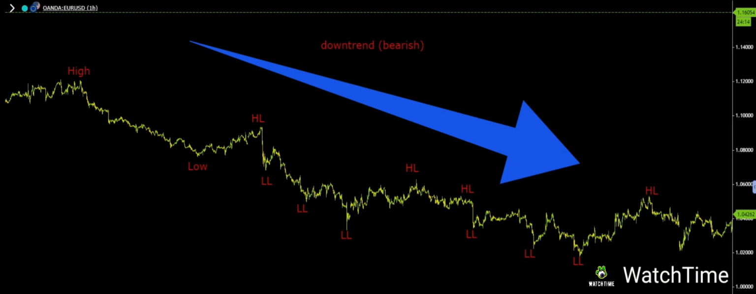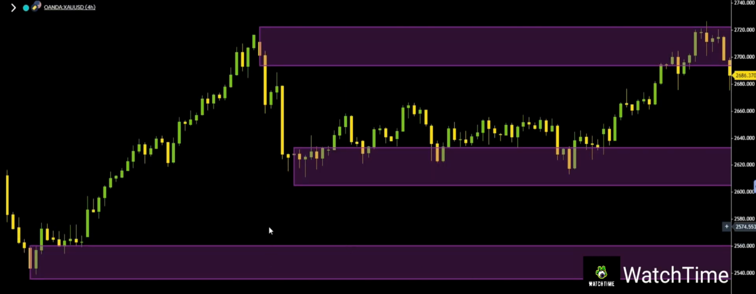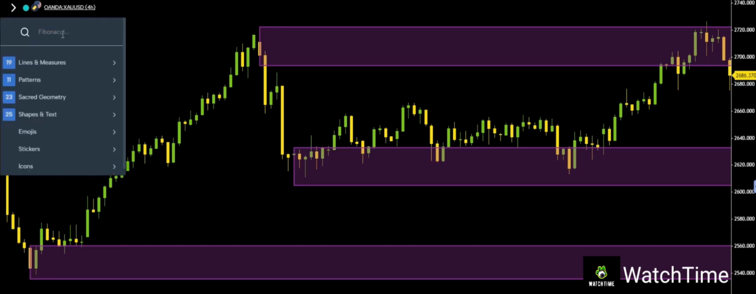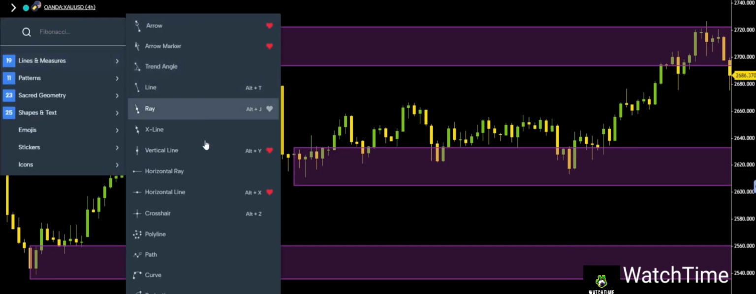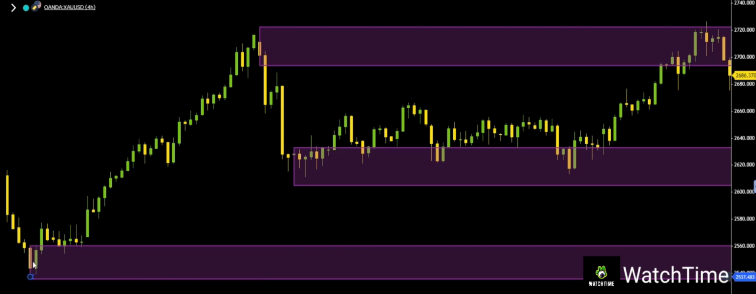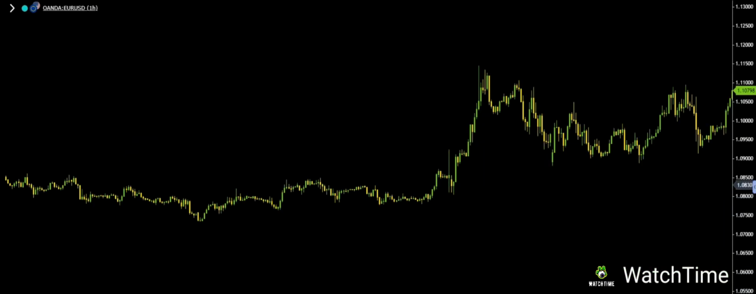Step 2. Find the strongest zones. Once you've established the trend, look for fresh supply and demand zones that align with the current structure. In an uptrend, you're looking for a demand zone where price might retrace and find buyers. In a downtrend, you're looking for a supply zone where price might retrace and find sellers.